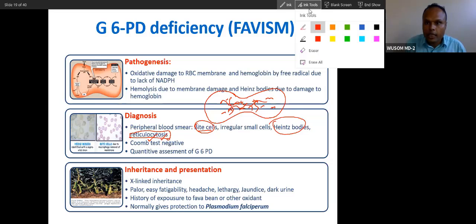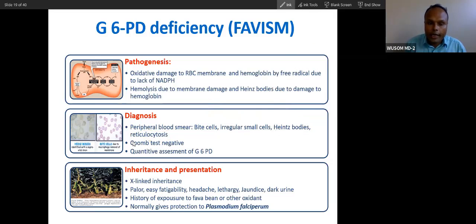And then the Coombs test. Hemolytic anemia also happens because of immunoglobulin. So if this hemolytic anemia happens because of immunoglobulin, then the Coombs test will be positive. So if the Coombs test is negative, that means this immunoglobulin is not destroying your RBC.